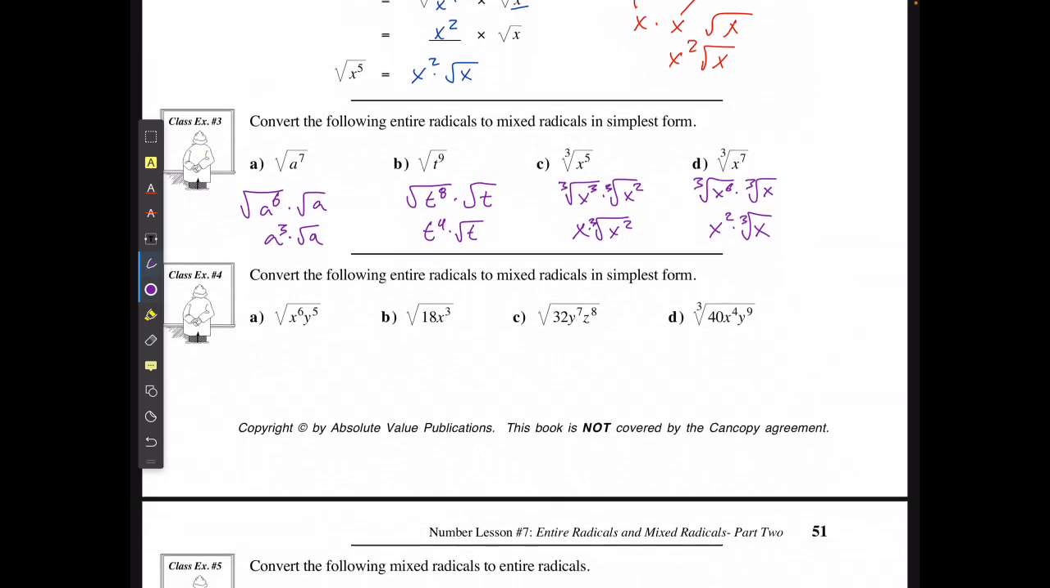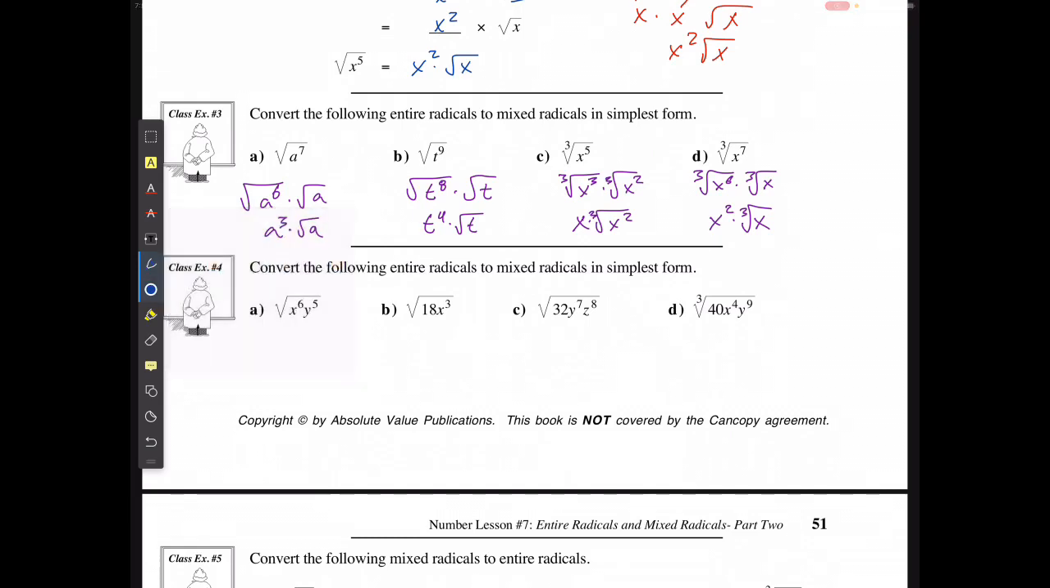Doesn't matter if I have multiple variables, the process is still the same. I would see what can I divide out for the x's, what can I divide out for the y's. Well, the 6 x's divide evenly.